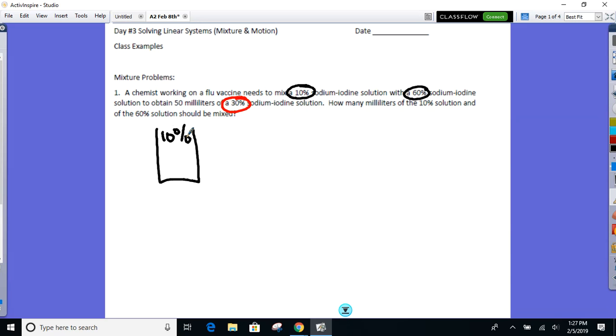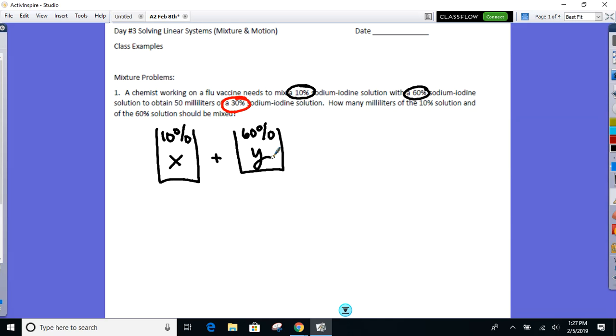Do I know how much I need? No, you guys are trying to find it. So I'm just going to call it X. That's how much is in the 10% one. And I need to add that together with what type of solution? 60%. Do I know how much I need of that? No. So I'll call it Y.